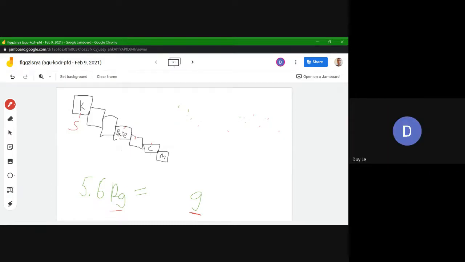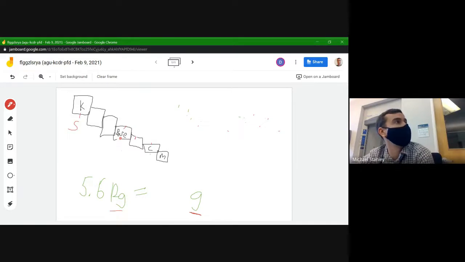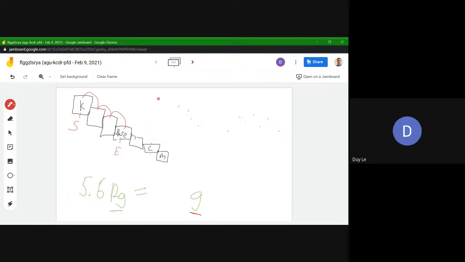On the base. Yep, gram is one of our base units, just like meter and liter. So this is our ending point. I'm going to put an E for end. So start with kilo, end with base. So we're going to go boop, boop, boop. How many steps is that? How many jumps? 3 jumps.